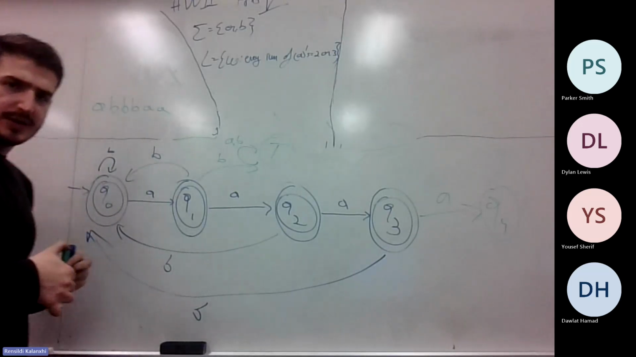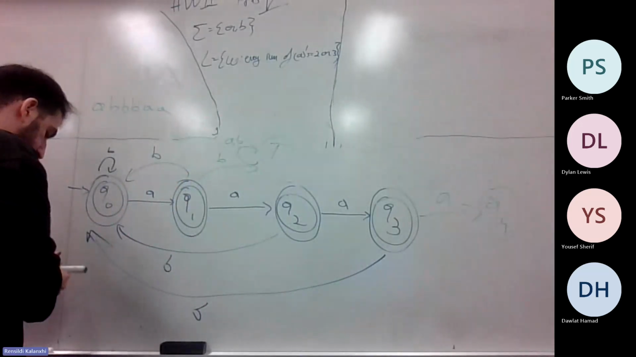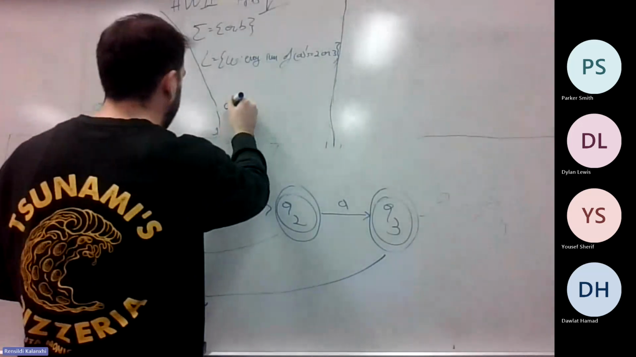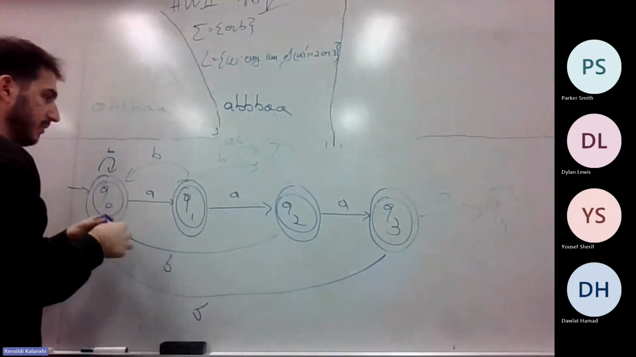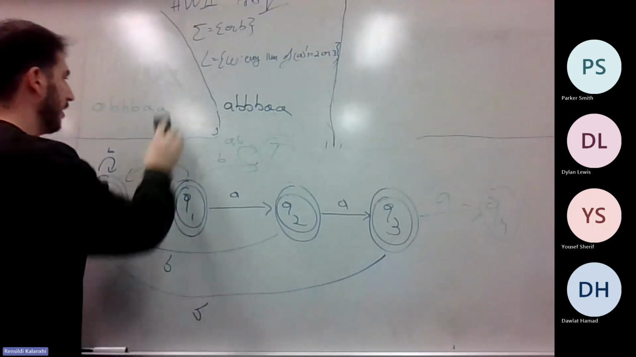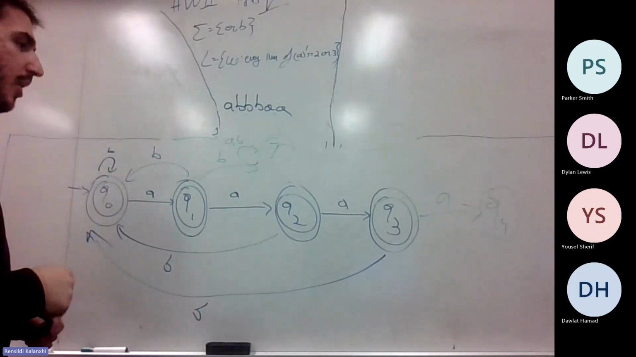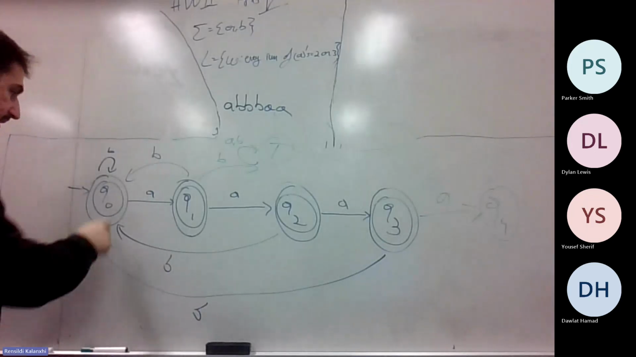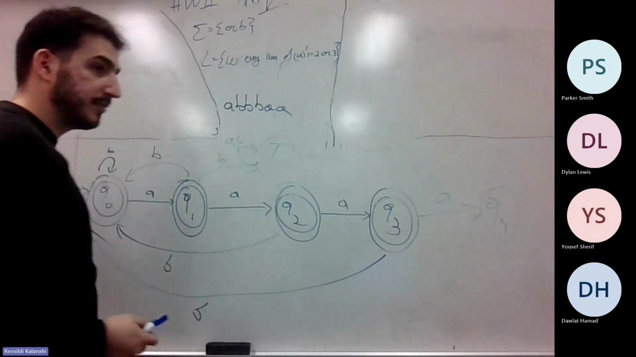I don't know if you guys see it. Let me write it here. Sorry, use blue. A, B, B, B, A. With respect to your machine, how would you write A, B, B, A? How will your machine process it? Let's say A, and you send B to trap, so it will not work.